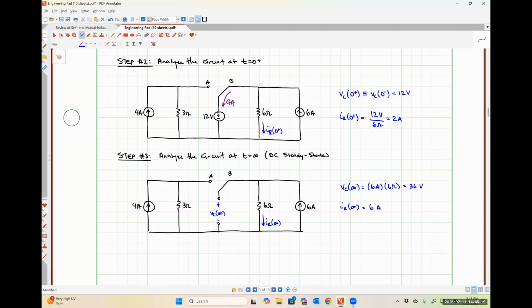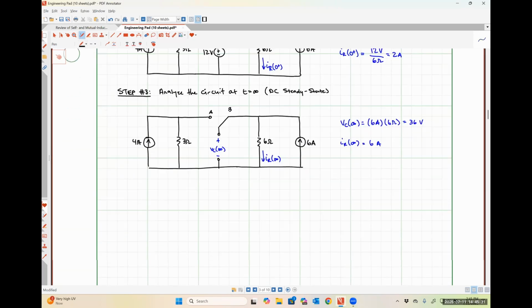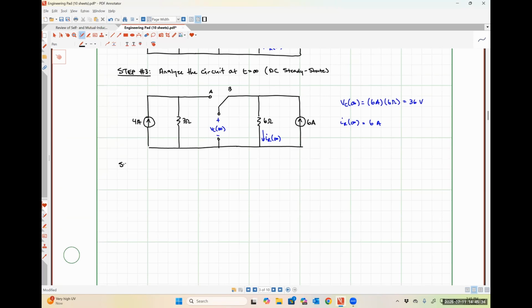Does anybody have any questions, comments, or concerns about the analysis that we performed here at t is equal to infinity? Okay. So now we're going to move on to step number 4, which is going to be to determine the time constant during the transient condition.